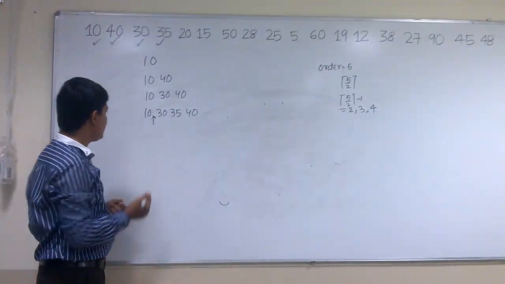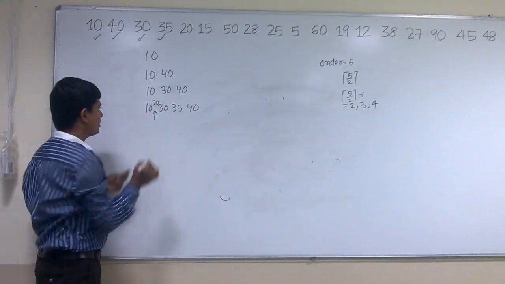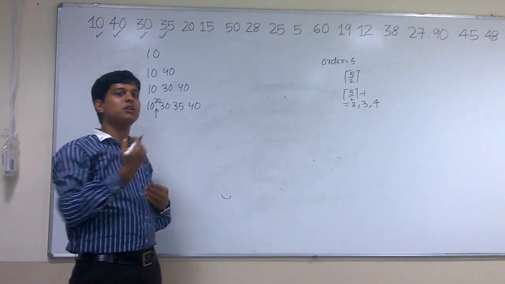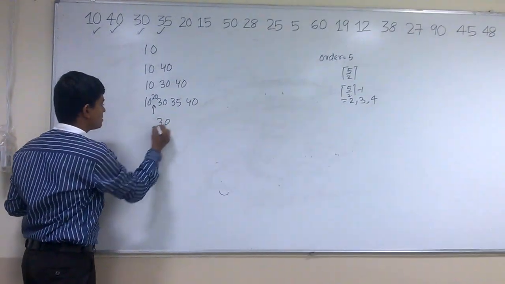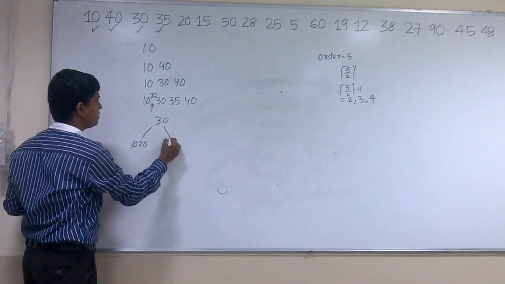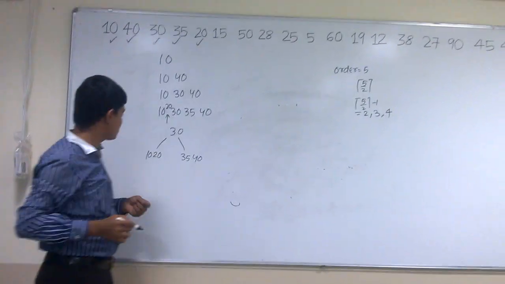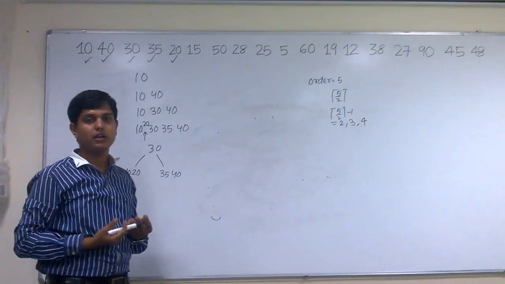In order to balance the tree, if you put 20 here, there are 5 keys and the median value is 30. So 30 will be the root node, the left subtree becomes 10 and 20, and the right subtree becomes 35 and 40. This is the end of the 20 insertion. Next we will go for the insertion of 15.